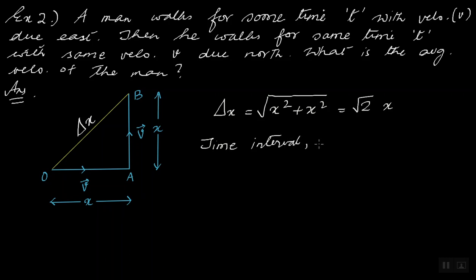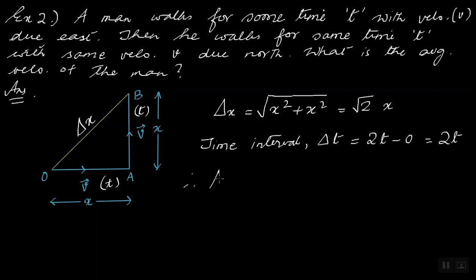And what is the total time or the time interval? Time interval delta t. This will be what? How long does he go from here till here? He's taking time t, right? From A to B also he's taking time t. So what is the total time? Total time will be 2t, right? And the time interval will be 2t minus 0. Okay, so this will be 2t.